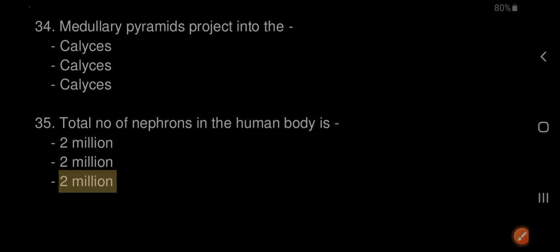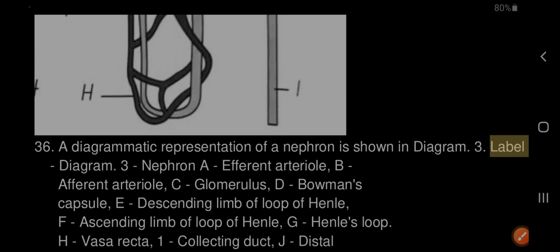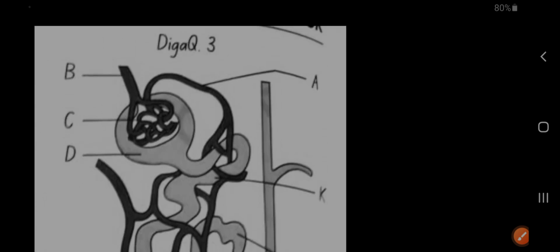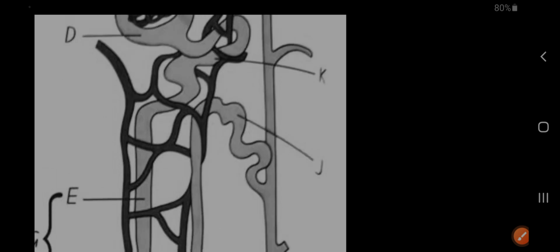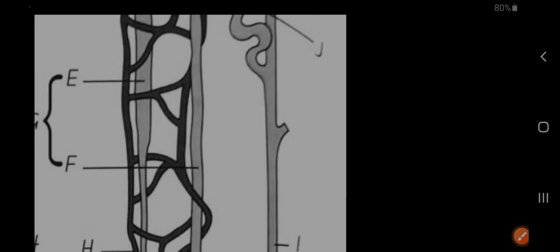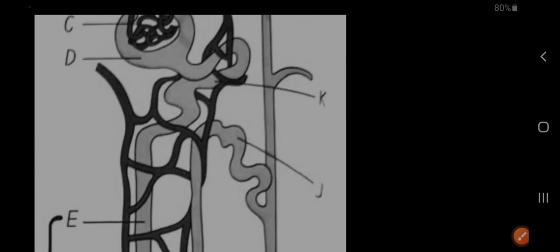36. A diagrammatic representation of a nephron is shown in diagram 3. Label A to K. A. Efferent arteriole, B. Afferent arteriole, C. Glomerulus, D. Bowman's capsule, E. Descending limb of loop of Henle, F. Ascending limb of loop of Henle, G. Henle's loop, H. Vasa recta, I. Collecting duct, J. Distal convoluted tubule, K. Proximal convoluted tubule.